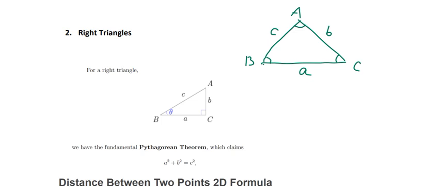Okay, the simplest triangle is a right triangle. A right triangle can be this one, where one angle is a right angle. We call the longest side the hypotenuse.